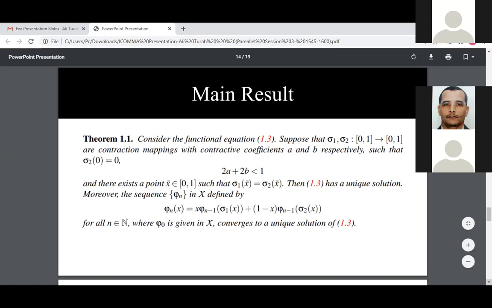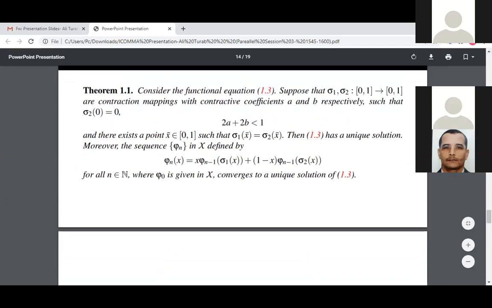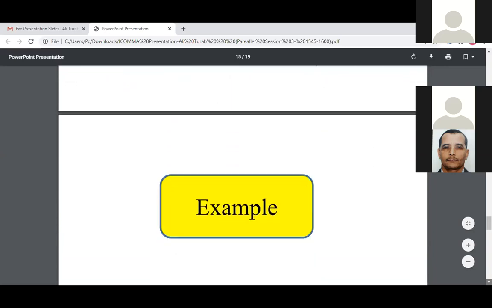It means that we have to construct a sequence, and such a sequence is called a Picard sequence. We construct a Picard sequence, and our sequence converges to the unique solution. So this is our main theorem. To support this theorem, I will show you one example to clarify this result. So let's move to the example.